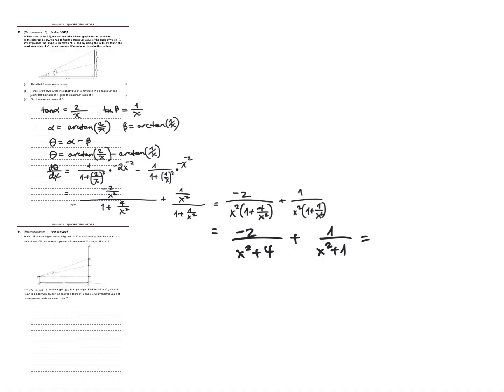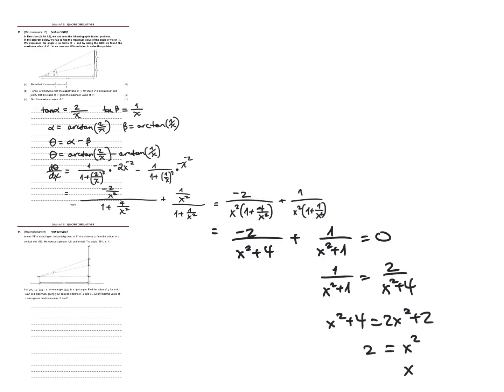So now we can just set this equal to 0, and we'd have 1 over x squared plus 1 equals 2 over x squared plus 4, cross multiplying. And then we're going to have x squared equals 2, so x is plus or minus root 2, and we have to have the positive because it's a length. All right, so now if we want to justify, we have to find the second derivative.